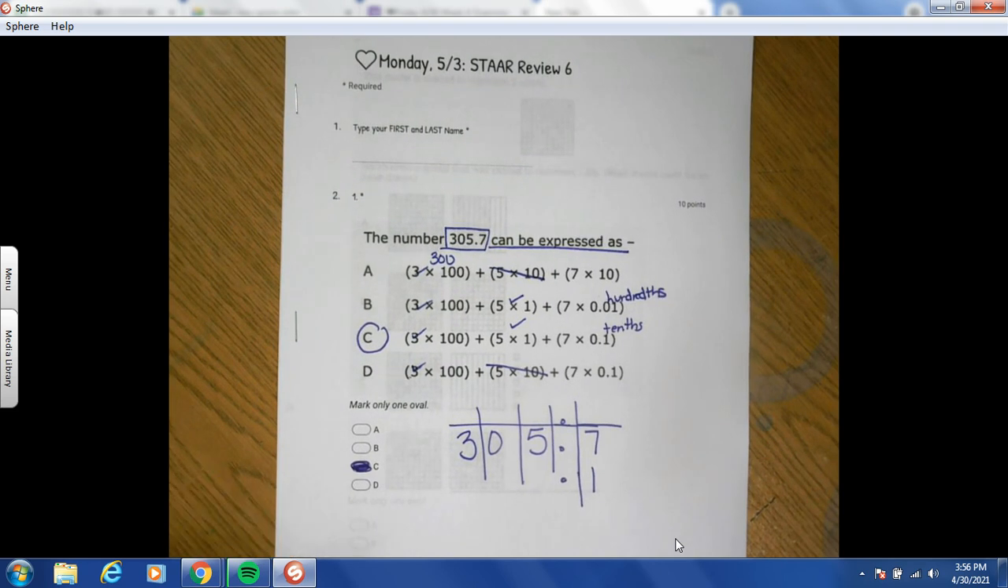For number 1, type in your answer. Bubble in your answer for number 1. Para la número 1, marquen su respuesta.